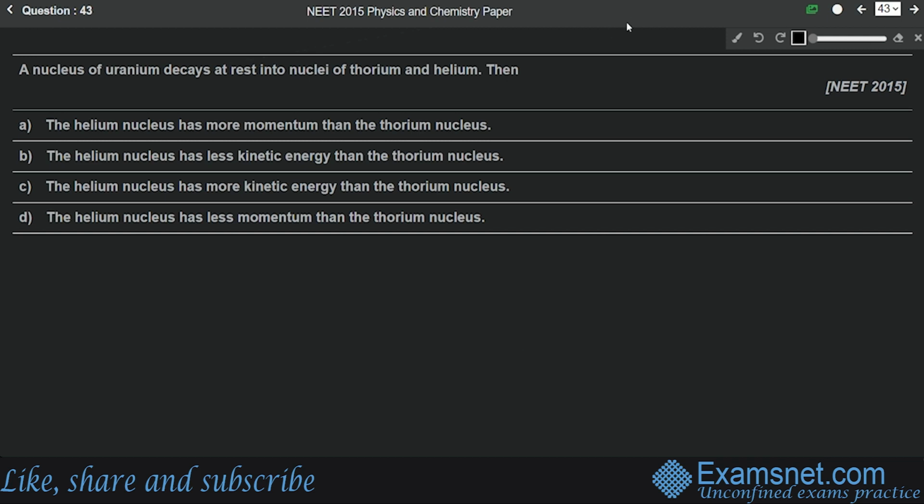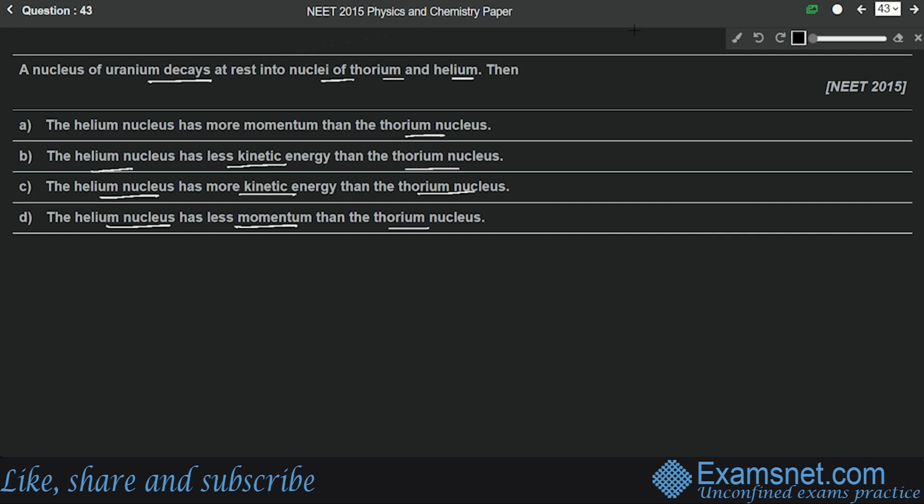Question number 43 is from the chapter Nuclei, and the question is: a nucleus of uranium decays at rest into nuclei of thorium and helium. Then, option A, the helium nucleus has more momentum than the thorium nucleus. Option B, the helium nucleus has less kinetic energy than the thorium nucleus. Option C, the helium nucleus has more kinetic energy than the thorium nucleus. And the last option is the helium nucleus has less momentum than the thorium nucleus.